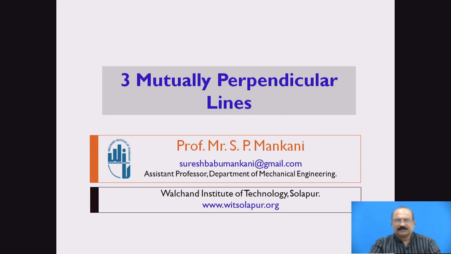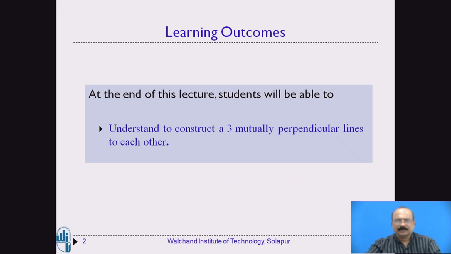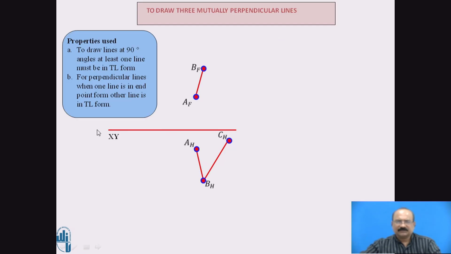Today we are going to discuss three mutually perpendicular lines. At the end of this lecture, students will be able to construct three mutually perpendicular lines to each other. So this one you have taken as an XY line, and this problem is coming as a printed problem.